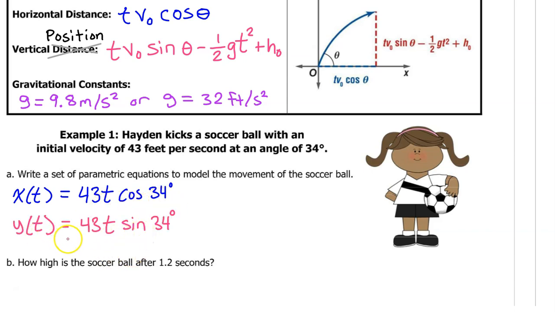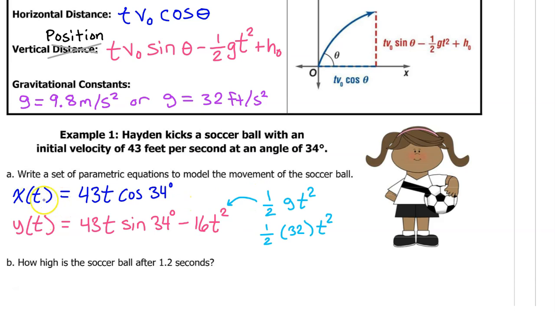Similarly, the vertical position of the ball would be 43t sine 34 if there was no gravity. Near the Earth, we must subtract the 1/2 g t squared, and since we're dealing with feet, let's consider g to be 32 feet per second squared. So this is really 1/2 times 32 t squared, which is 16t squared.